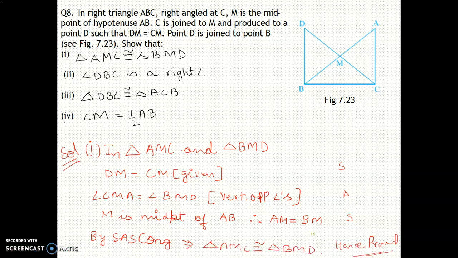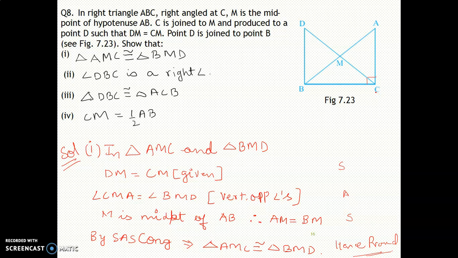Okay, see students, in this question number 8, in right triangle ABC, right angle at C. So this means this is right triangle ABC, right angle at C. So this is the right angle. This is given in the question. Right angle at C. M is the midpoint of hypotenuse AB. This M is the midpoint of this hypotenuse AB.